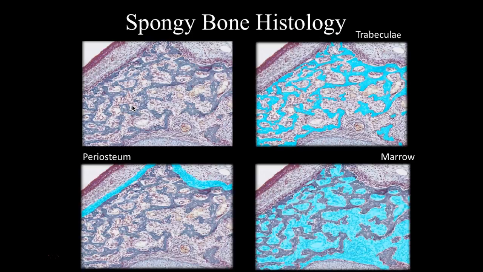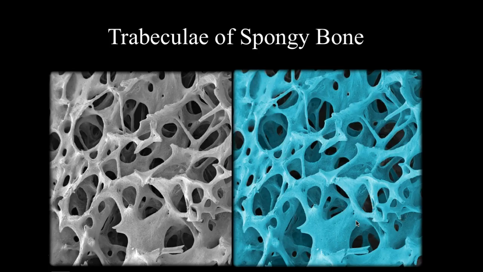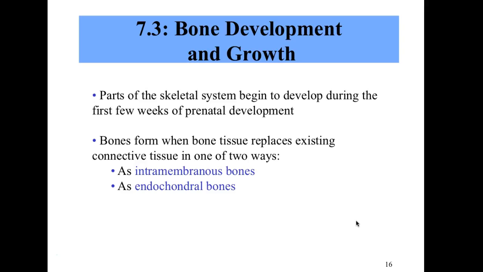So if you look, here is the histology of spongy bone or cancellous bone. This is what it looked like. Here you can see the trabeculae. Here's the periosteum. And then down in here you have the marrow itself. And there is a really nice electron micrograph image of what the trabeculae, or those needle-like structures, look like within spongy bone.